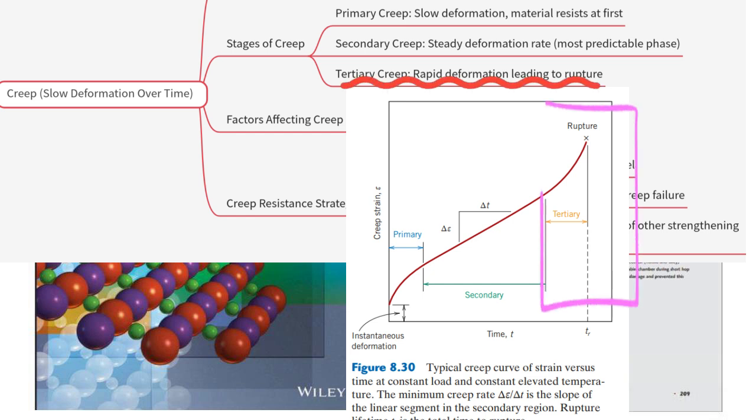And then we get to the final stage, tertiary creep. The climax. This is where things start to get a little bit hairy. The creep rate accelerates dramatically. Oh, no. And that leads to rupture, failure. The material just can't take it anymore.